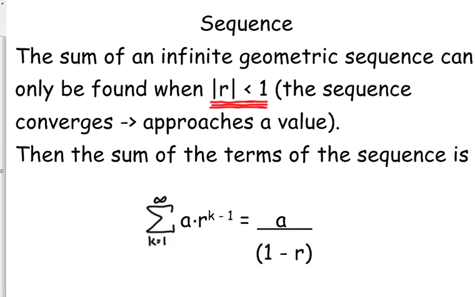And the equation is actually simpler. All you have to know is the first term, a(1), and the common ratio. That's all you have to know. You can't know n because you have an infinite number of terms, so n is infinite. So this is what the equation boils down to.